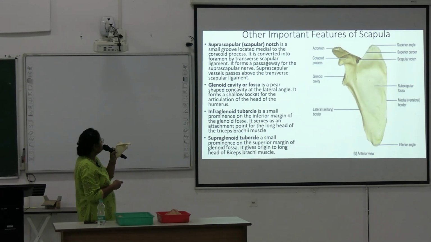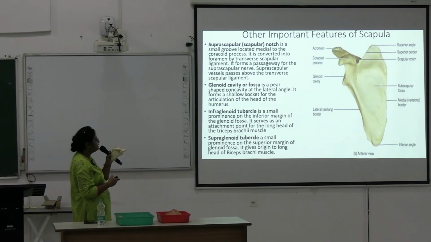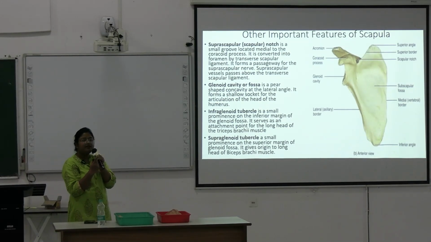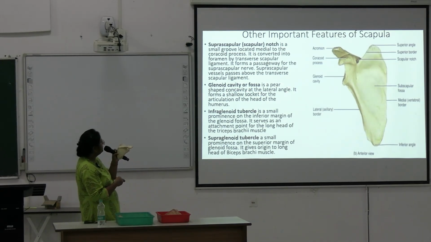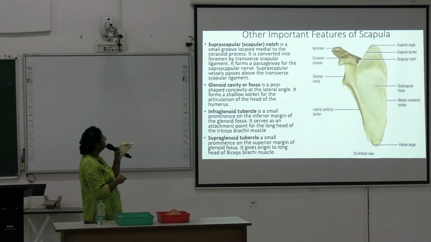Okay. Next is glenoid cavity or fossa. Here is the glenoid cavity or glenoid fossa, pear-shaped, you can see. It is a pear-shaped concavity at the lateral angle. It forms a shallow socket for articulation of the head of the humerus.